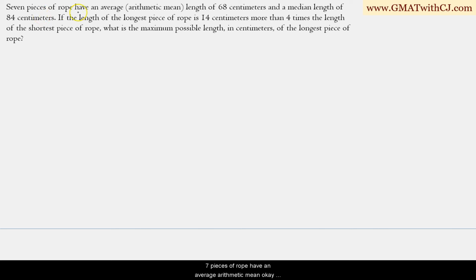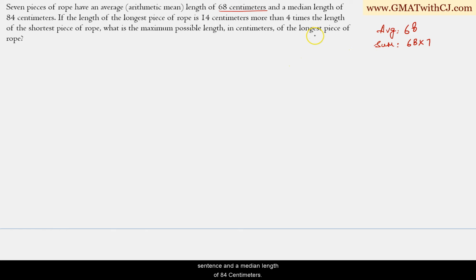7 pieces of rope have an average (arithmetic mean) length of 68 centimeters. So the average of 7 ropes is 68 centimeters, so the sum of the lengths is going to be 68 times 7. This is what will go through my mind as I read this sentence.